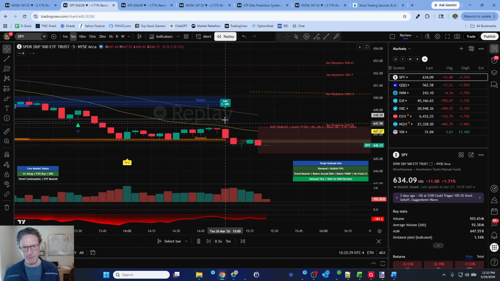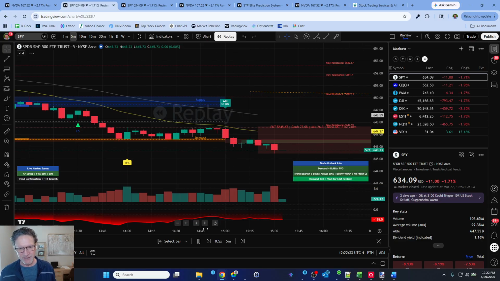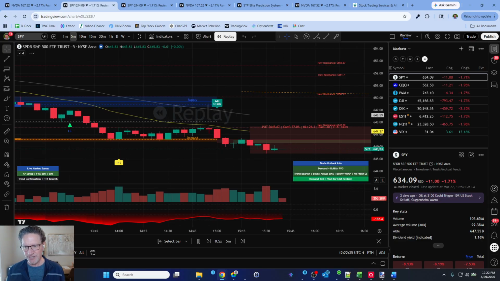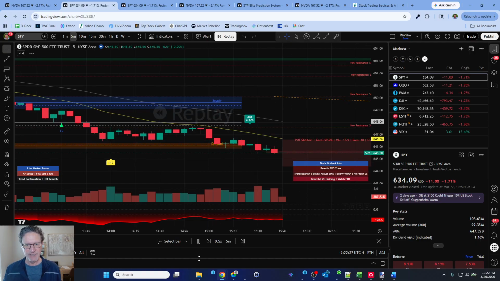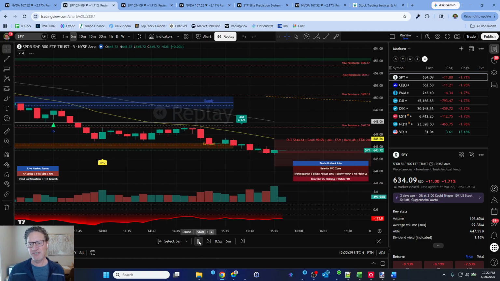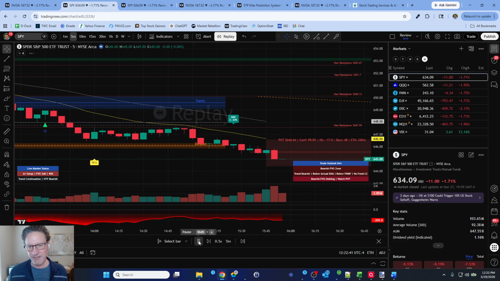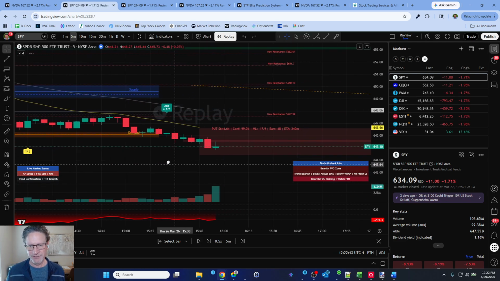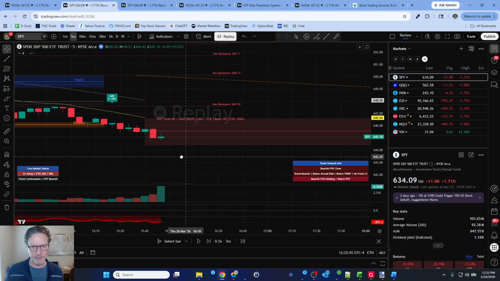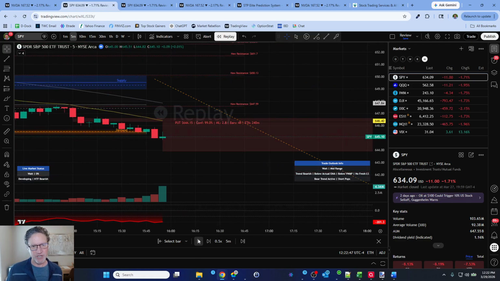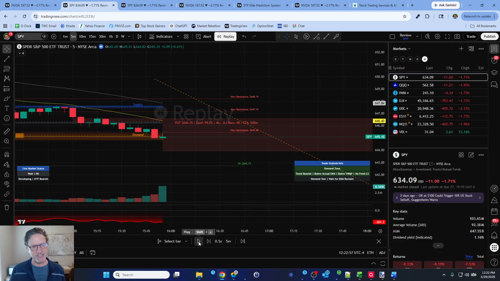And actually, there was an add sign back in here when it respected that 9 EMA. You could have added to your position and had another $2 move. That was nice to the downside. So if you would have added, it would have worked out in your favor. Let me shift this over and let's keep playing this along. Again, it was a bad day, right? One of the worst days for the SPY. So it's pretty evident that this is an easy chart to read.